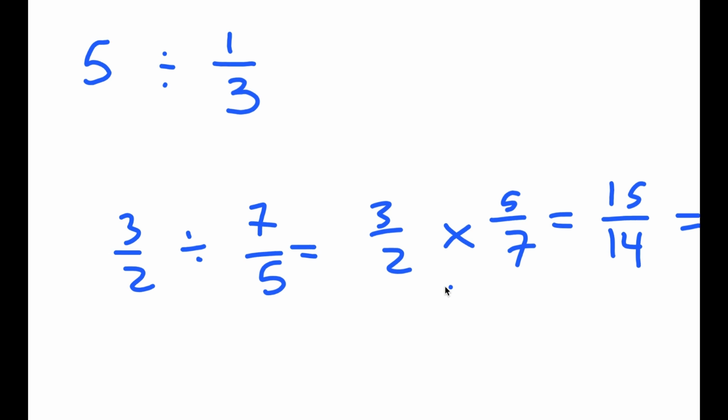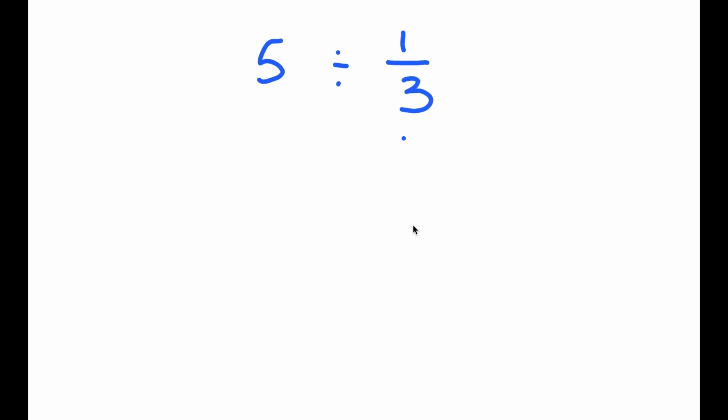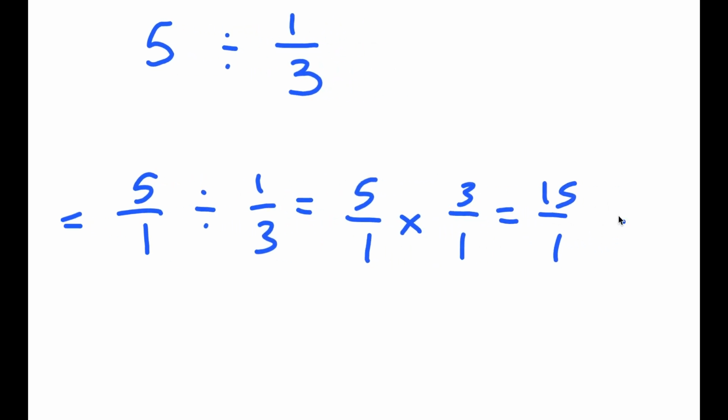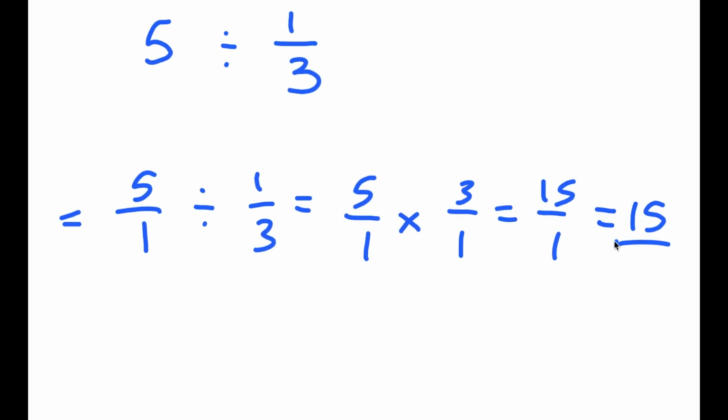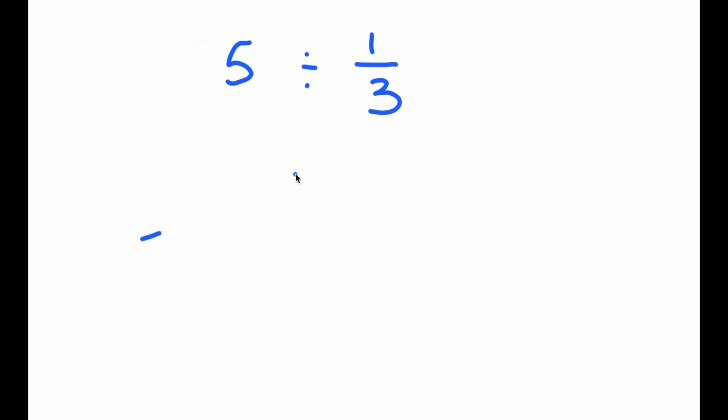So now, let's get to 5 divided by 1/3. As you all probably know, 5 is the same thing as 5 over 1. So now I get 5 over 1 divided by 1 over 3, and you know how to do this. This is equal to 5 over 1 times 3 over 1, which is equal to 15 over 1, which is just equal to 15. So it's that simple. These are even simpler than dividing two fractions.